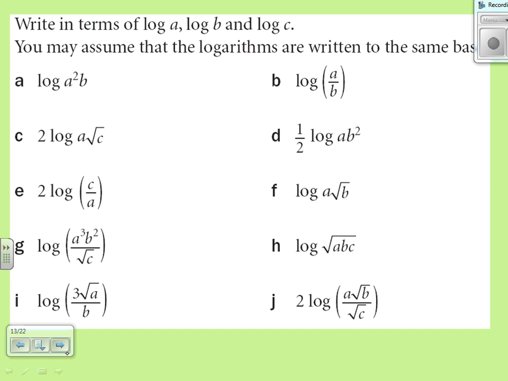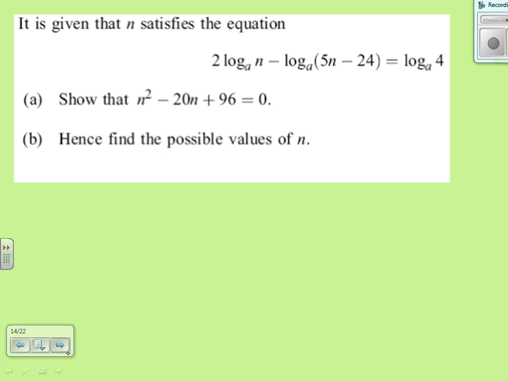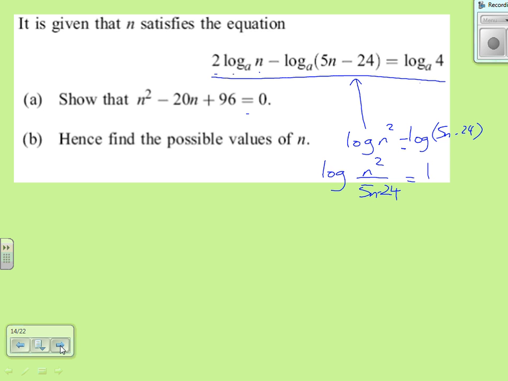Stay with me, I'm just going to do one more exam question of this. Just a snapshot off an AQA exam. We've got this equation here, sorry, not a formula, and we're trying to show that we've got this quadratic. And really it's just combining things. Look, here we've got 2 log n, so this is the same as the log of n squared. And if it's the log of something, take away something, then it's the log of one thing divided by the other. And that equals log 4.